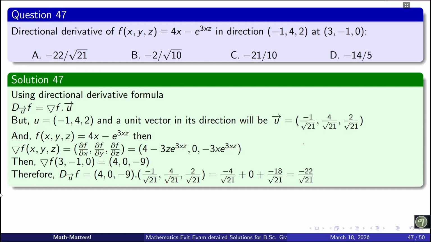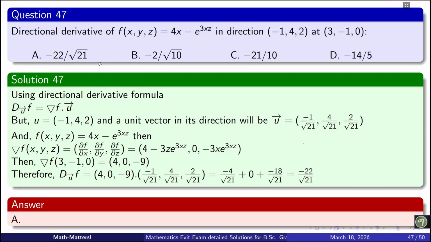Therefore, the directional derivative of f in the direction of the unit vector u is the gradient (4, 0, minus 9) of the given function at the indicated point, times the unit direction vector, which is equal to minus 4 over 21 plus 0 plus minus 18 over 21. That is 4 times minus 1 over 21, which is minus 4 over 21. 0 times this one is already 0. Minus 9 times this one is minus 18 over 21, which gives minus 22 over the square root of 21. Therefore, the answer for this question is A, minus 22 over the square root of 21.